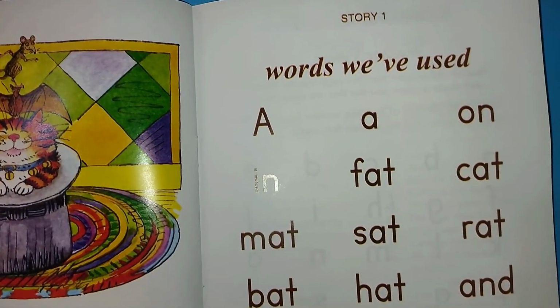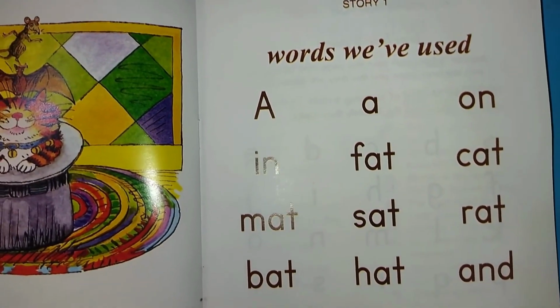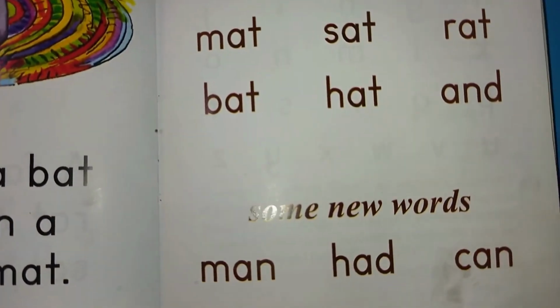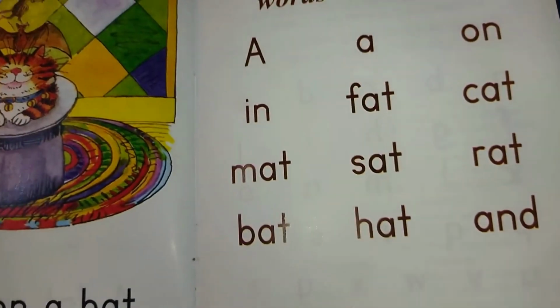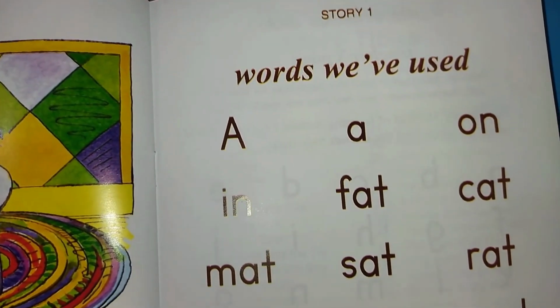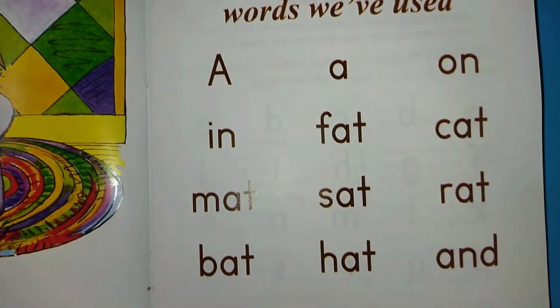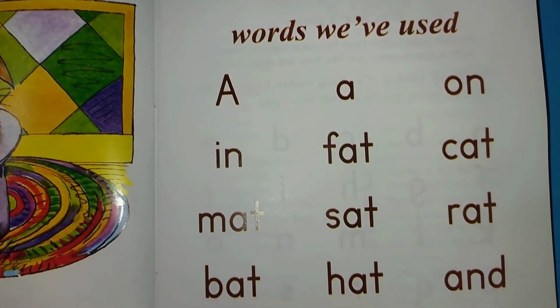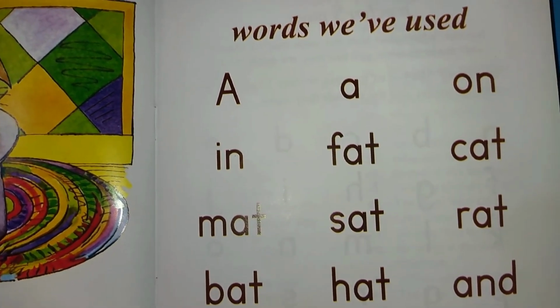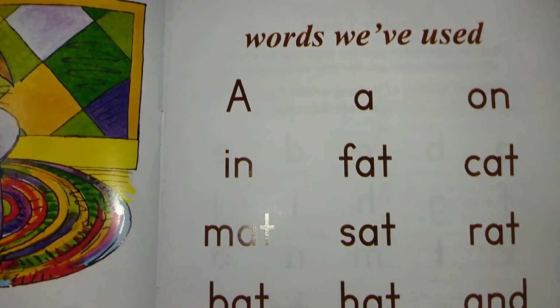In the end of the book, here are the words we have used and some new words. So, the way of teaching the reading method to the kids is to introduce them first with the words and the sight words which are going to be used in the reader. And then they can read.